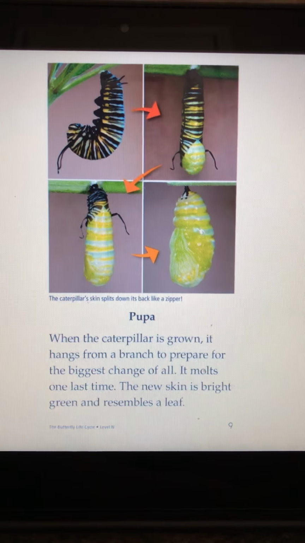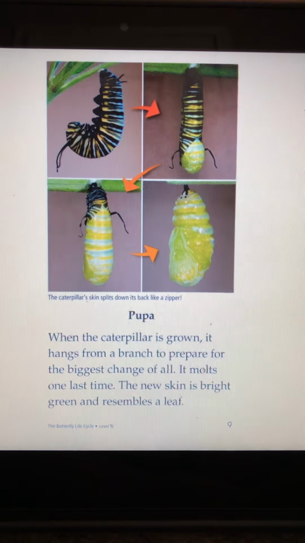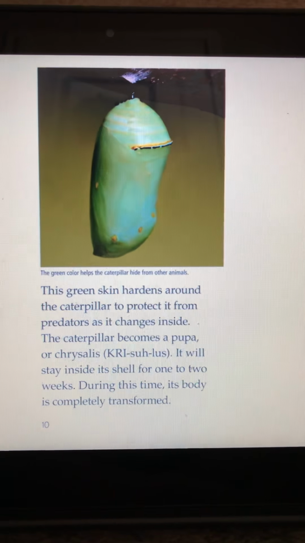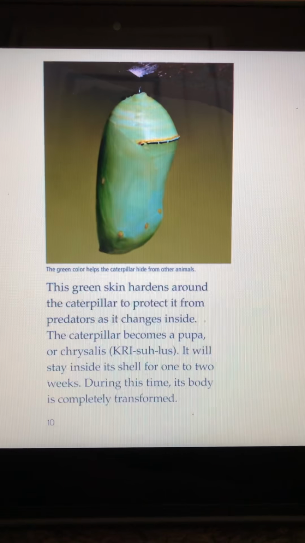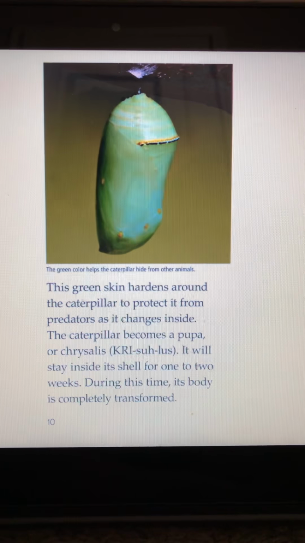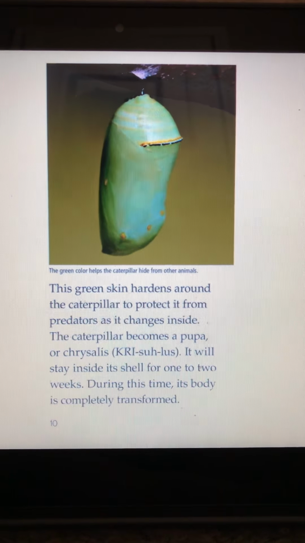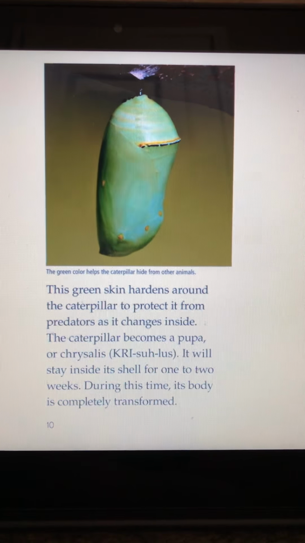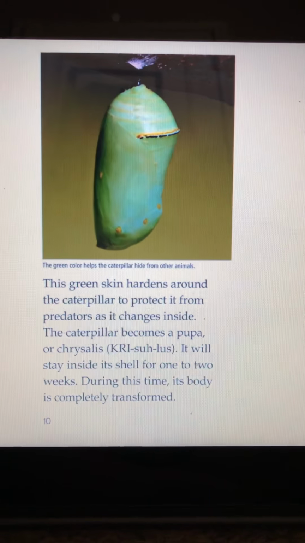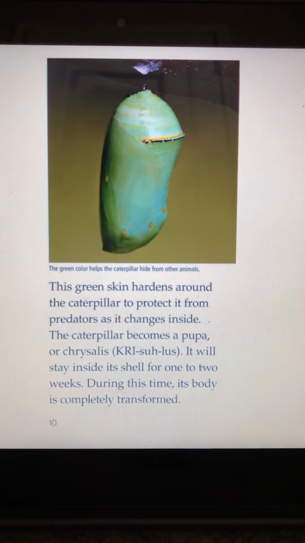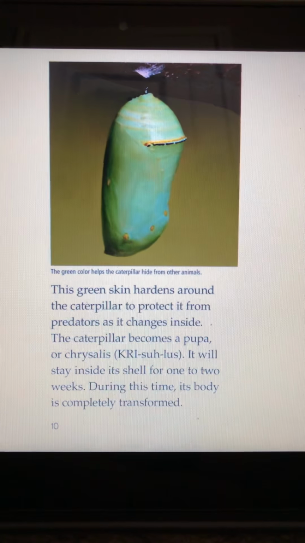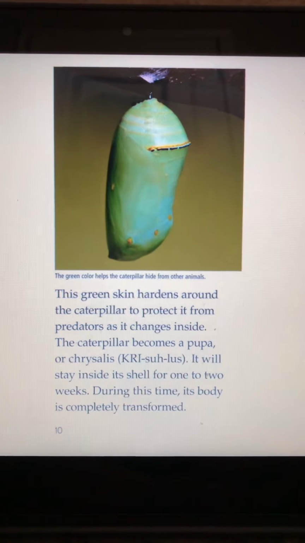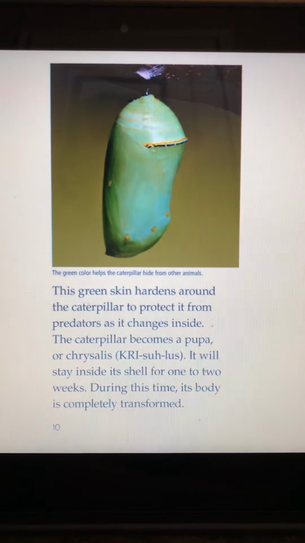It says the caterpillar skin splits down its back like a zipper. This green skin hardens around the caterpillar to protect it from predators as it changes inside. The caterpillar becomes a pupa, or chrysalis. It will stay inside its shell for 1 to 2 weeks. During this time, its body is completely transformed. In our picture it says, the green color helps the caterpillar hide from other animals.